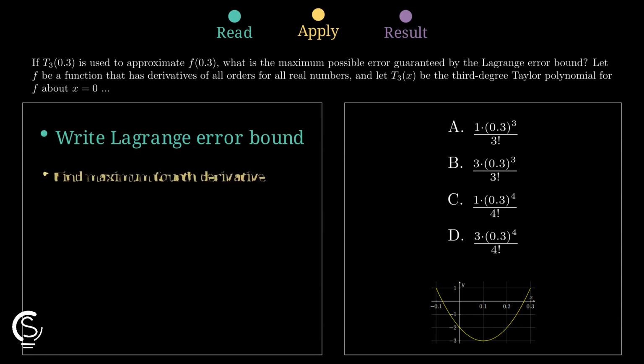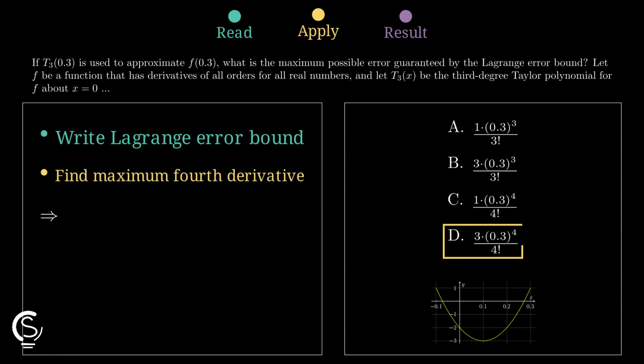Substitute M equals 3 into the bound, and you get the guaranteed error is at most 3 times 0.3 to the fourth over 4 factorial.